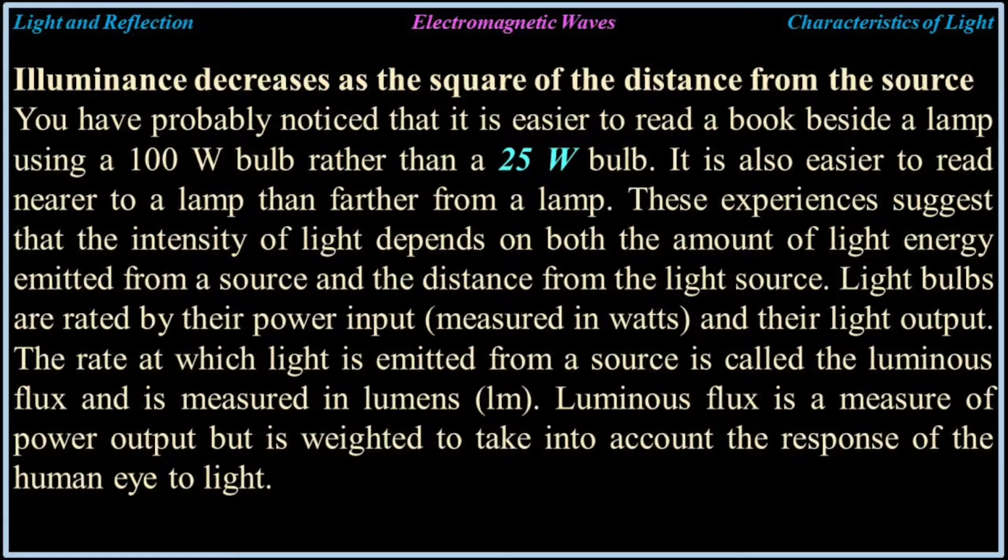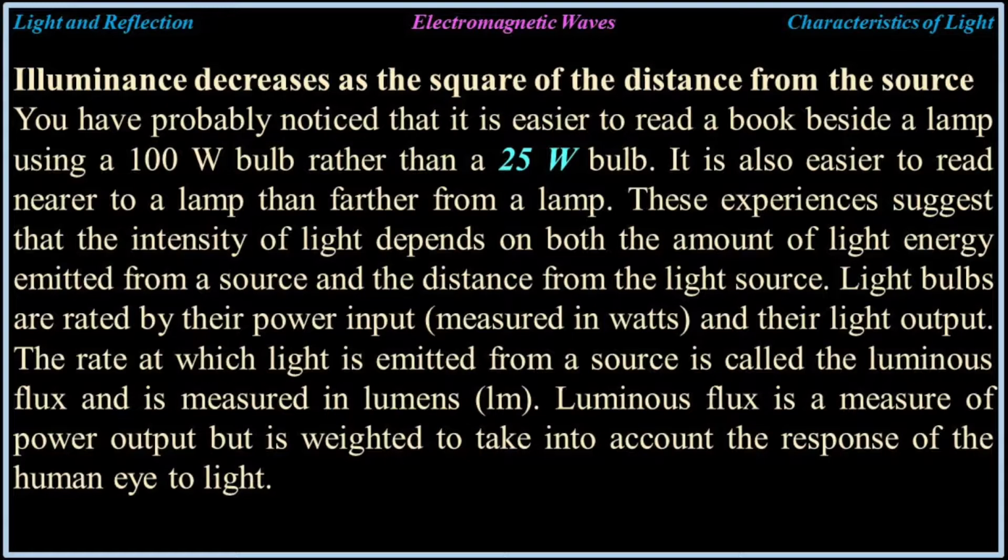Light bulbs are rated by their power input, measured in watts, and their light output. The rate at which light is emitted from a source is called the luminous flux and is measured in lumens, lm.